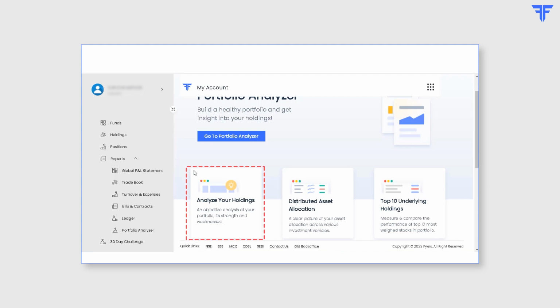What we offer? Analyze your holdings. An objective analysis of your portfolio, its strength and weaknesses. Distributed asset allocation. A clear picture of your asset allocation across various investment vehicles. Top 10 underlying holdings. Measure and compare the performance of top 10 most weighted stocks in portfolio.